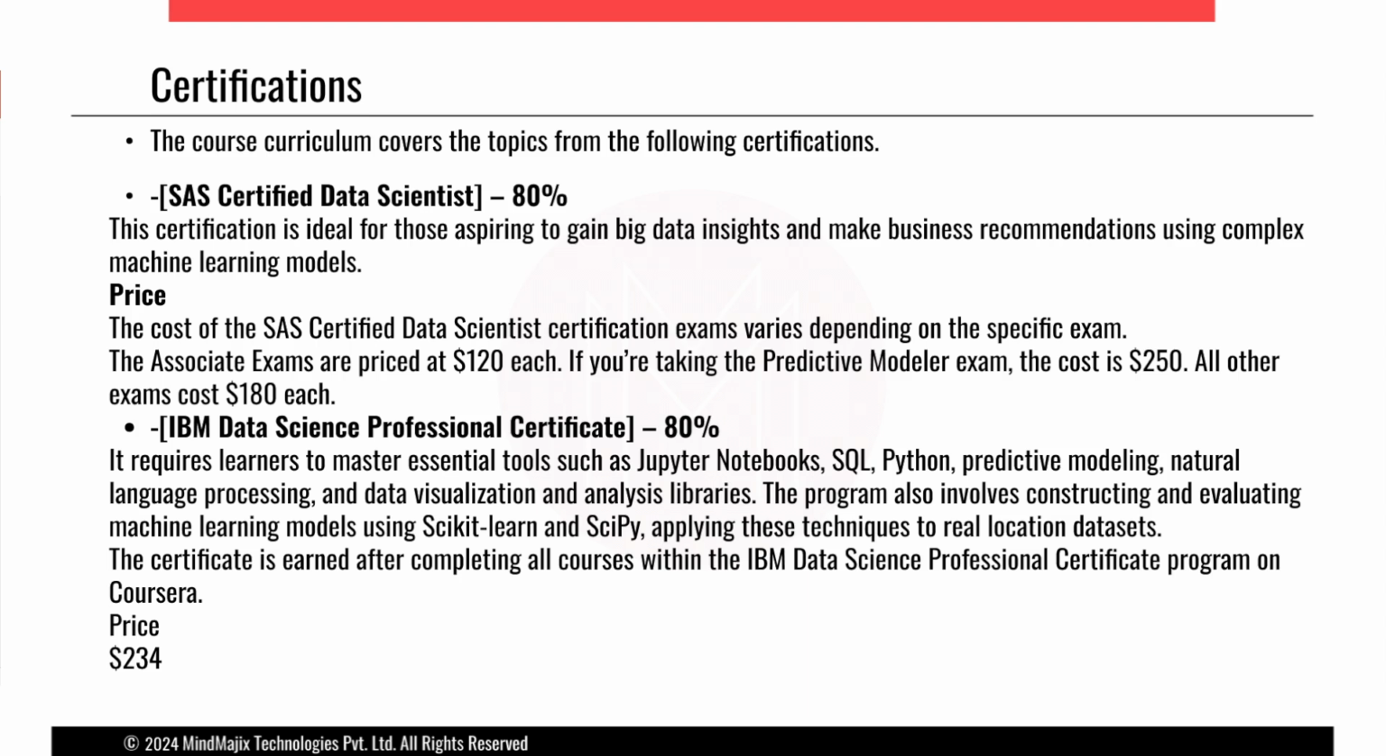Next is certification. In that, we will mention the CES certificate, Certified Data Science, and the IBM Data Science Professional certificates. We'll cover 80% of the data in that curriculum, and these are the courses by which any student will get globally recognized certifications. The prices will be: associate exam $120, and the predictive model exam $250. And the IBM Data Science Professional certification also has a price of $234. By those certifications, students will learn more and get a global-level certification. It will help in their career.